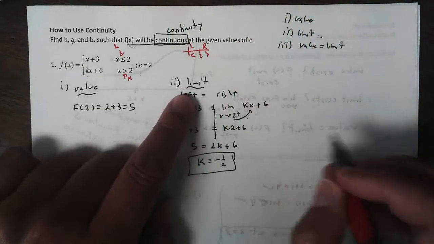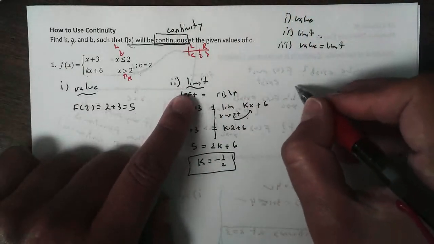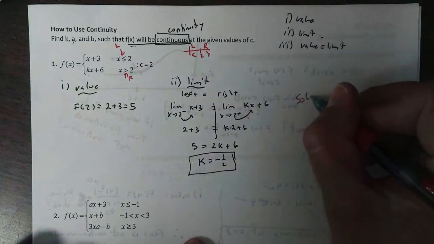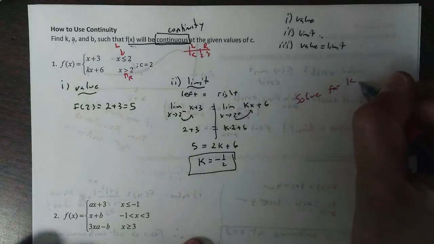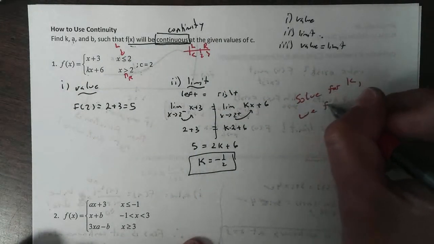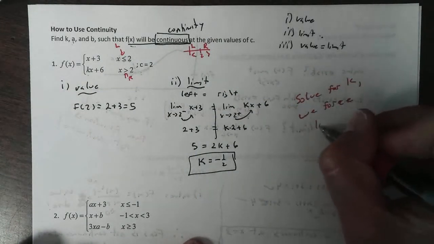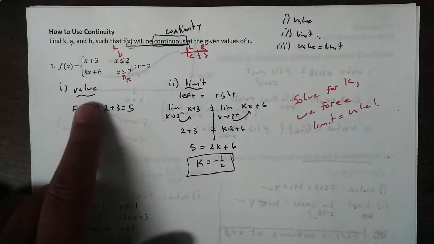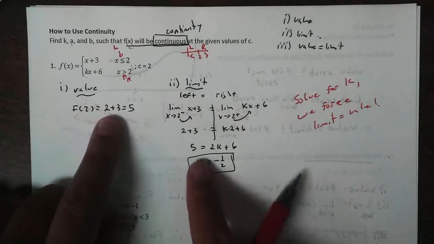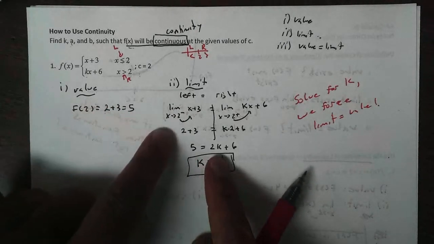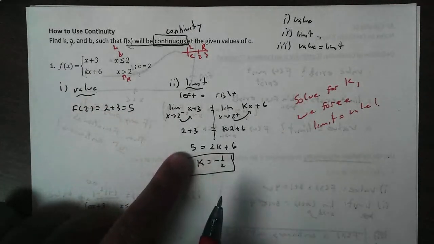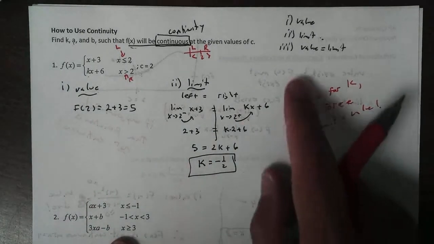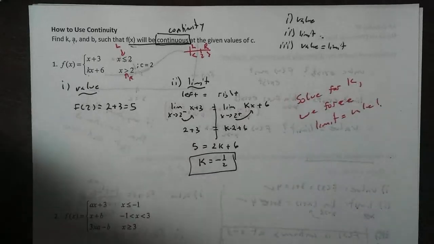Now, we don't have to check step 3. Because you might be wondering, why don't we check if the limit equals the value? Well, that is because if we solve for k, we force the limit to equal the value. See, we set it up that this is my value, and if this is my limit, by solving for this k, we force them to be equal to each other. So we don't have to worry about part 3 in this case.